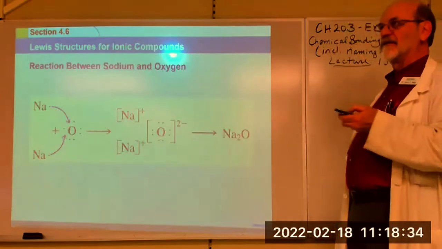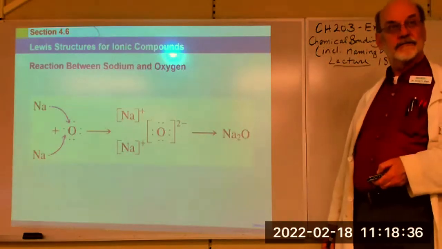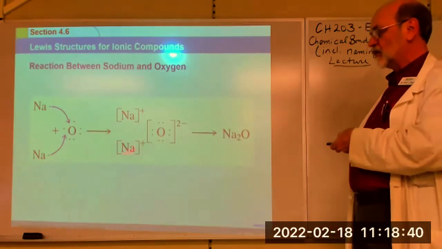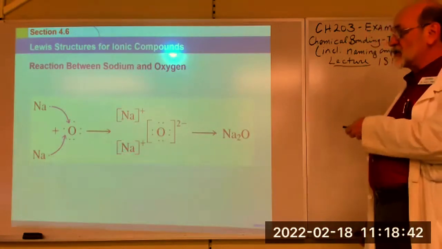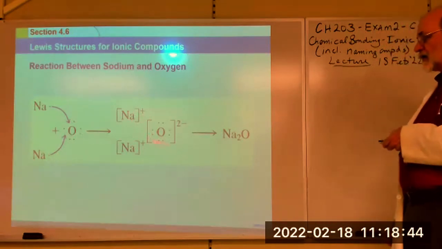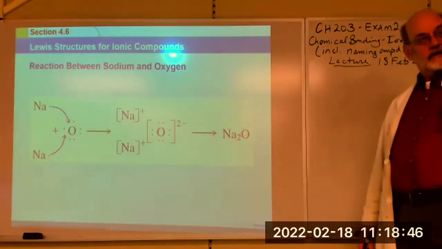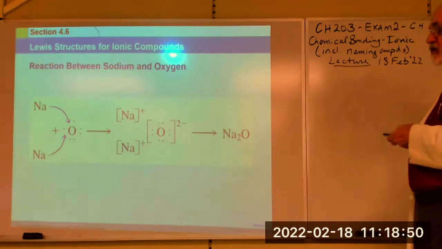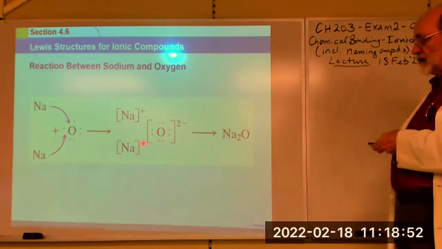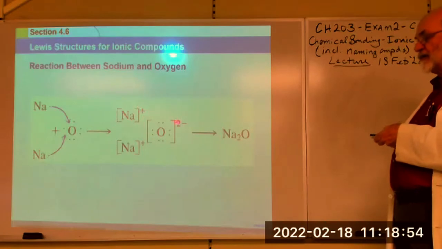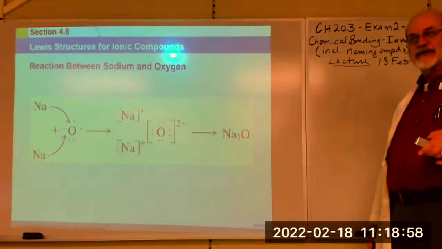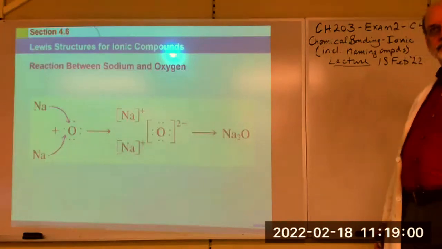Only it's not in the 3s now, it's in the 2s. 2s2, 2p6 would be sodium's outer, but it's deficient by one electron each. That's why we have two sodiums and one oxygen. We balance the charges. Right? We have a plus, and a plus makes two pluses balanced with a two minus. All your ionic compounds must balance charges.